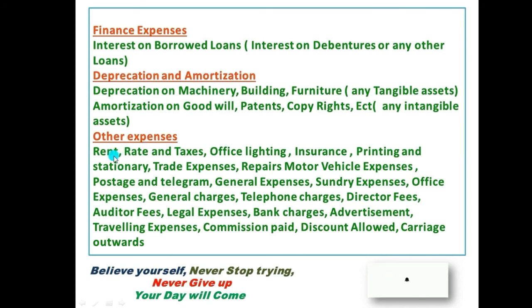Next is other expenses: rent, rates and taxes, office lighting, insurance, printing and stationery, trade expenses, repairs, motor vehicle expenses, postage and telegram, general expenses, sundry expenses, office expenses, general charges, telephone charges, director fees, auditor fees, legal expenses, bank charges, advertisement, traveling expenses, commission paid, discount allowed, carriage outwards, etc. All other expenses we need to record under the other expenses category, and we should make a total of all those things. This total only we should record under the other expenses category.